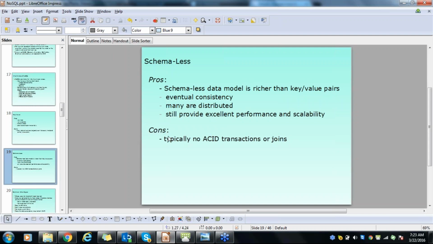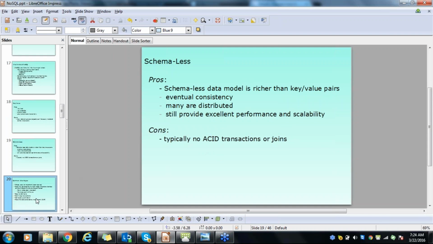As it doesn't have any schema, ACID transactions are not allowed here, or the joins. We don't have the concept of joins here. Okay, it's similar to the concept of views.